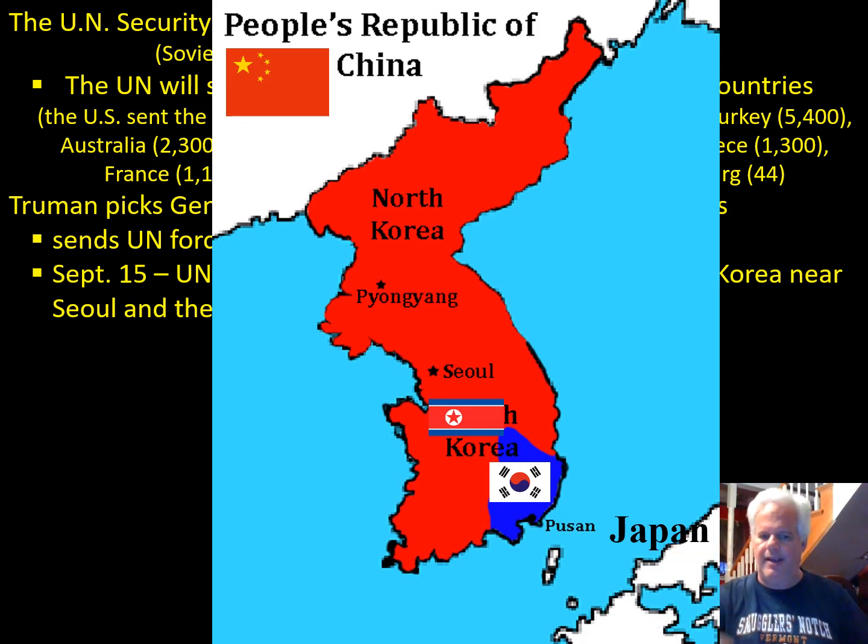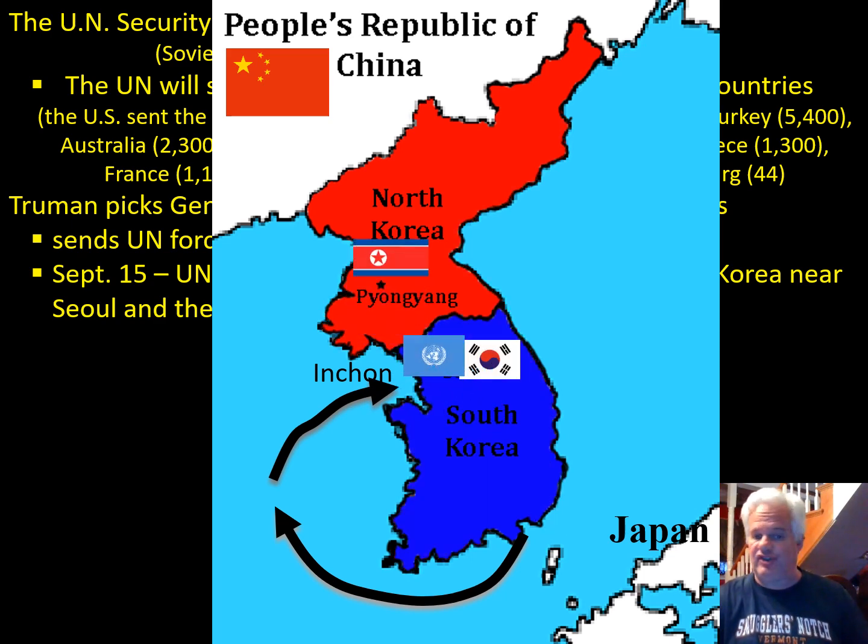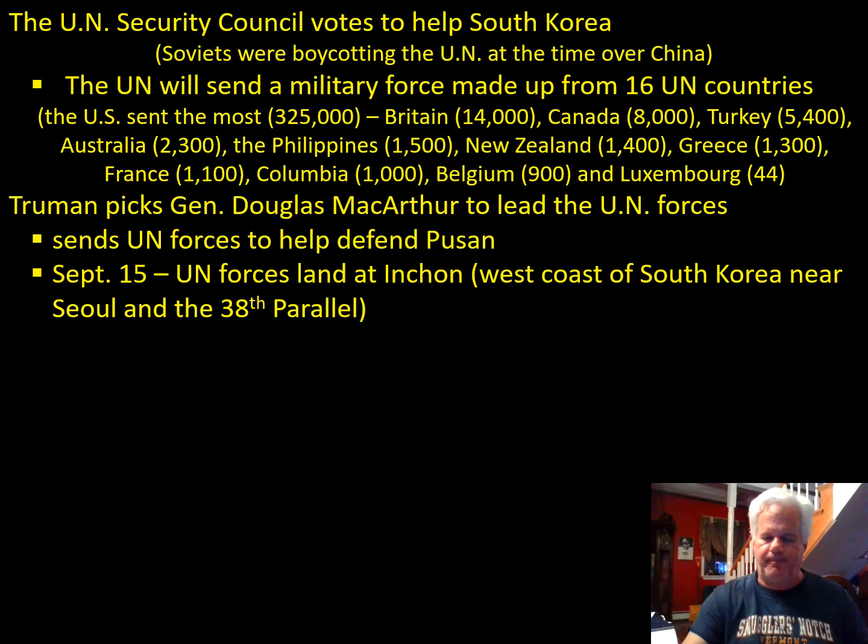Now you see the blue area, that's where the South Koreans are, and now, of course, the UN forces are there. We see the UN flag. So MacArthur's plan is to move them up and around the peninsula and land here at Incheon. This catches the North Koreans totally by surprise, and they have to start pulling back.